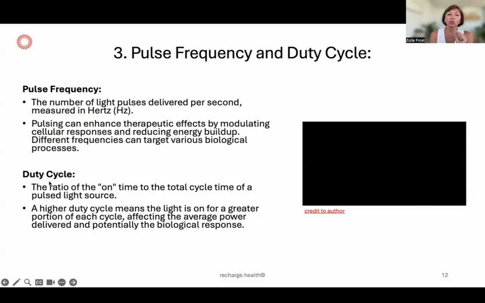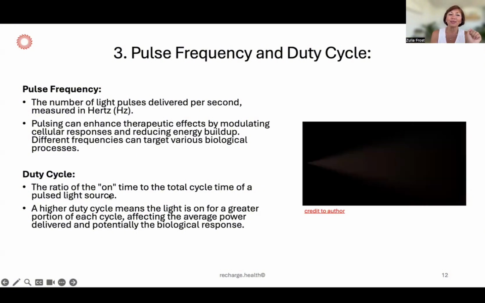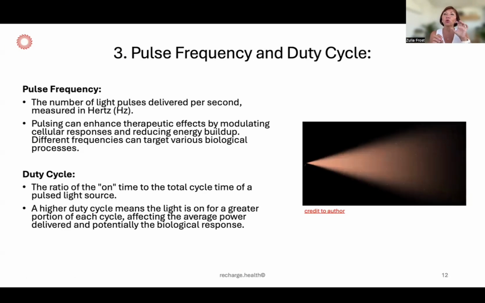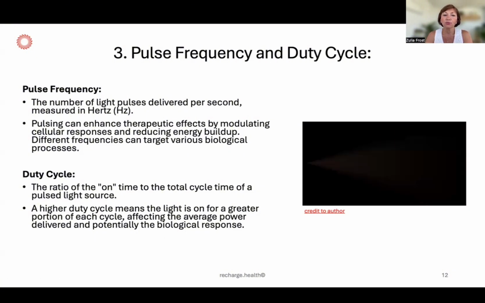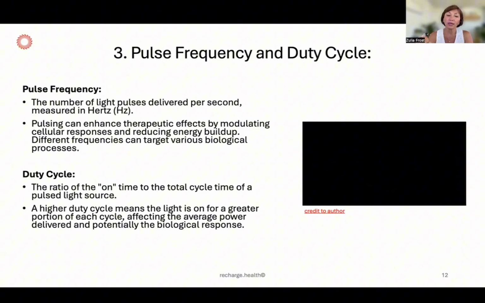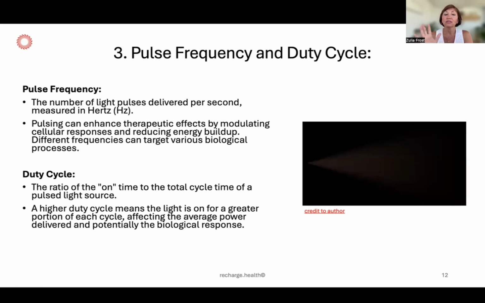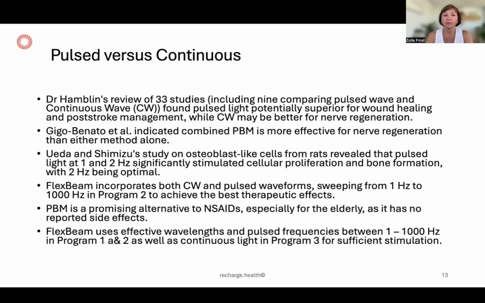And the other one is called duty cycle. This is a ratio of on to off, okay? On, off. Could be longer on, shorter off, yes? It's one type of duty cycle. Could be the opposite, short on, with a longer pause in between. So this is all going to produce different physiological responses from the tissues which you are stimulating. A high duty cycle means the light is on for a greater time, okay? So this is just for you to understand.